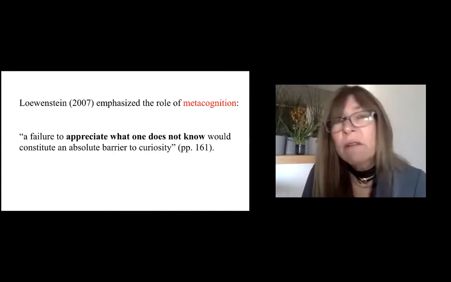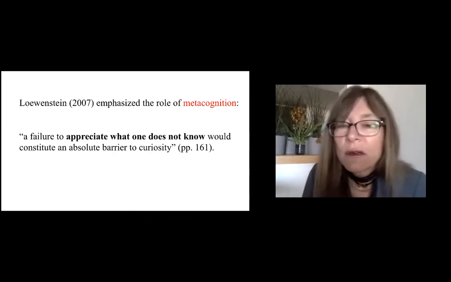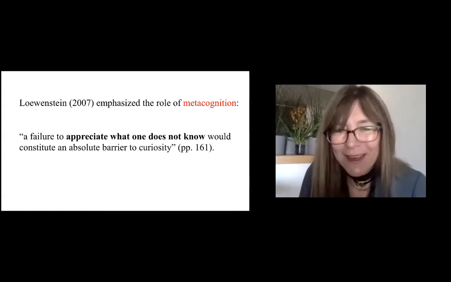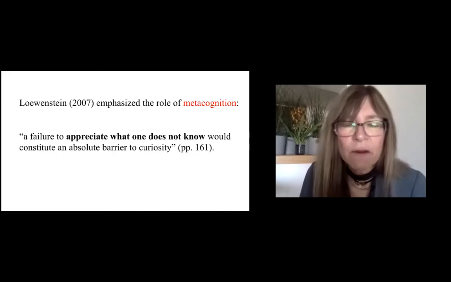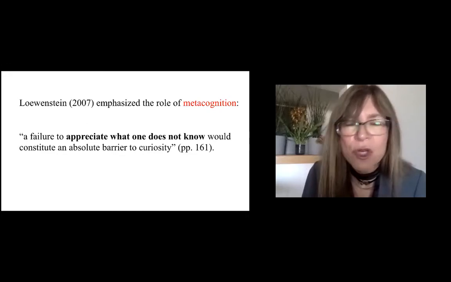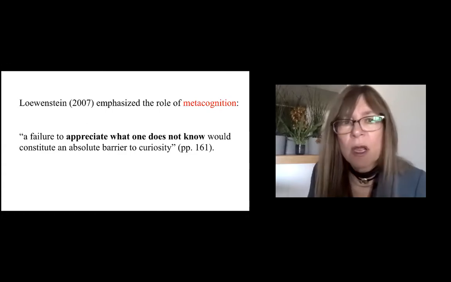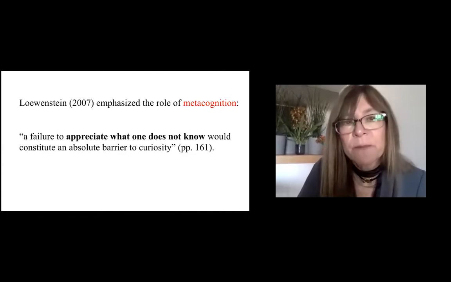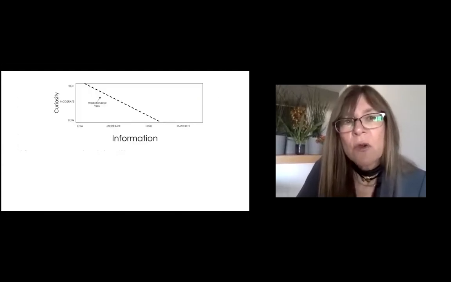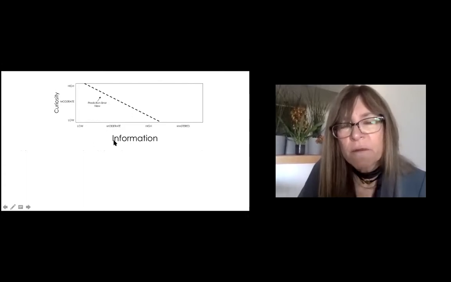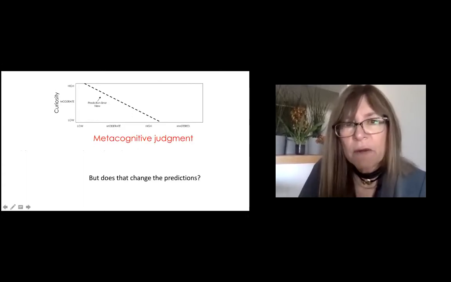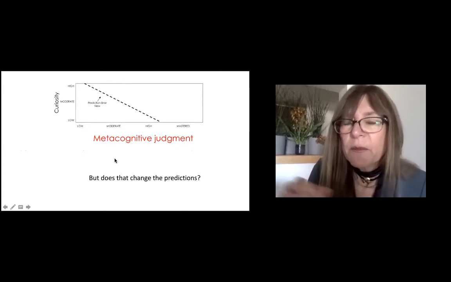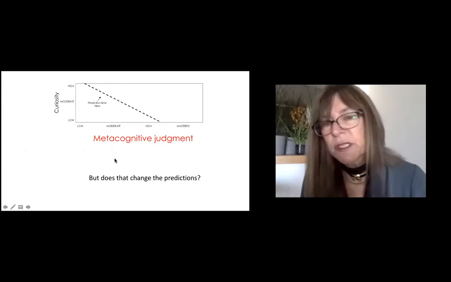You know, there are a lot of things that we just don't know at all. Astrophysics, maybe some of you do know, but things that you really have no clue about and that you don't even know that you don't know, he thinks constitute an absolute barrier to curiosity. So if we now take this information down here, we have to change it to a metacognitive judgment, okay? But does that change the predictions?